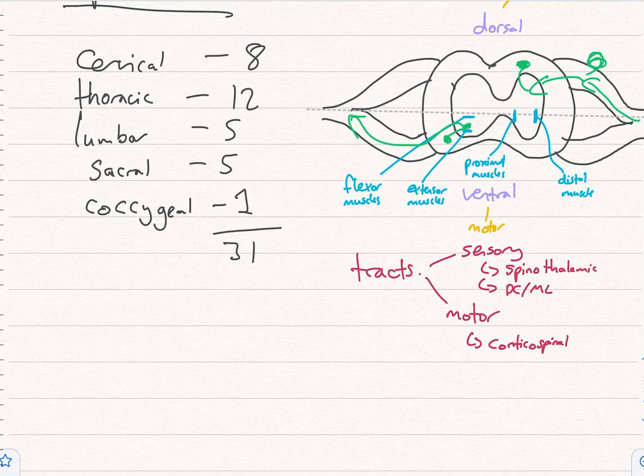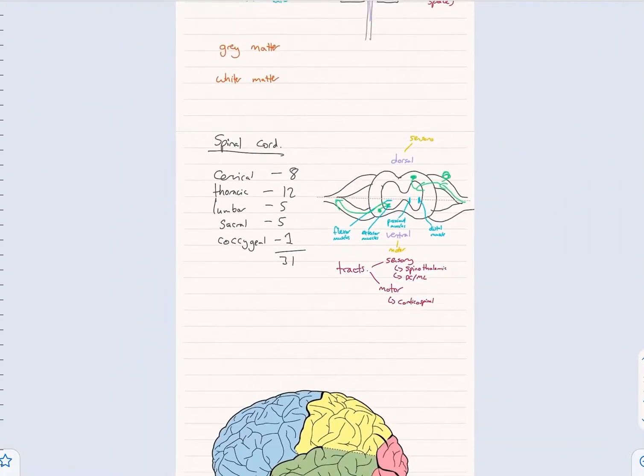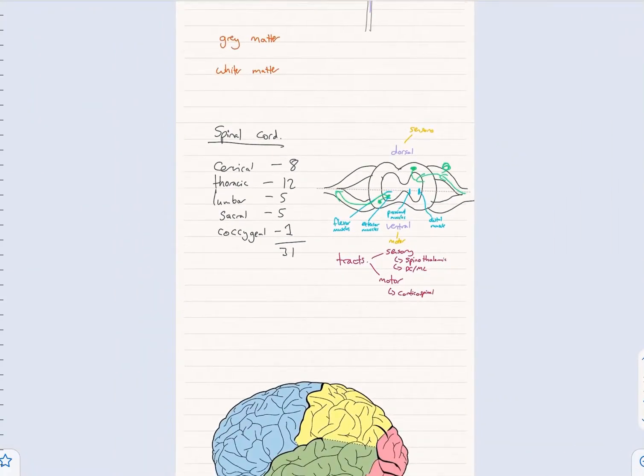And these tracts are basically just like nerves, they're just nerves in the central nervous system. But yeah, hopefully that gives a bit of an intro to a little bit of brainstem and spinal cord. Okay, now let's actually get onto the cerebrum.